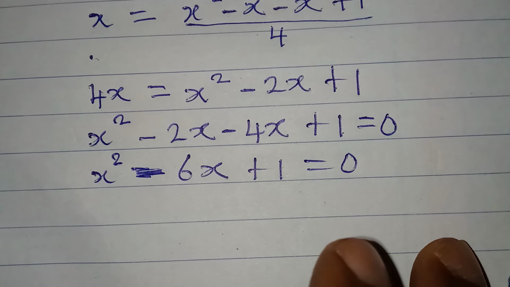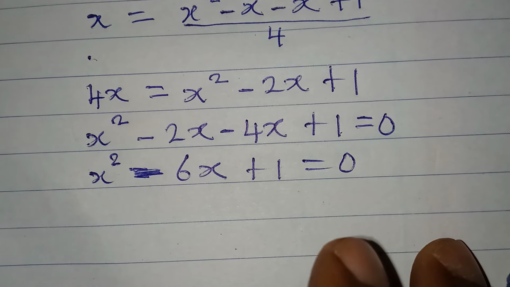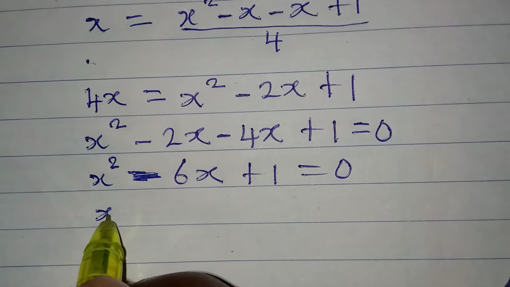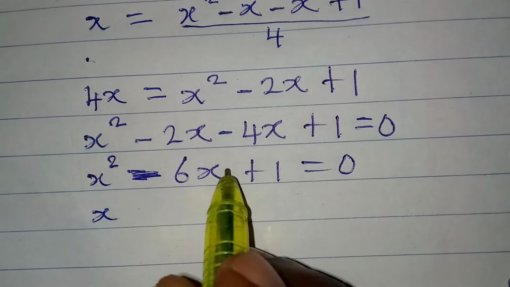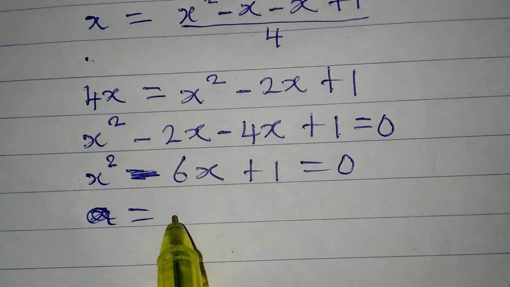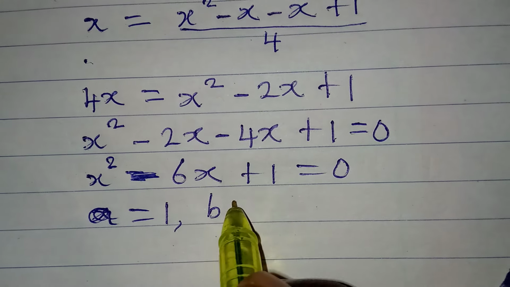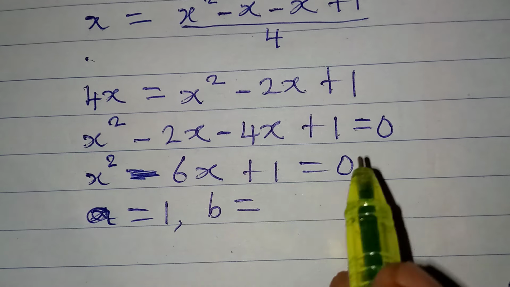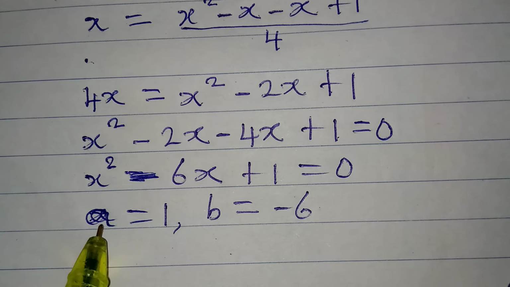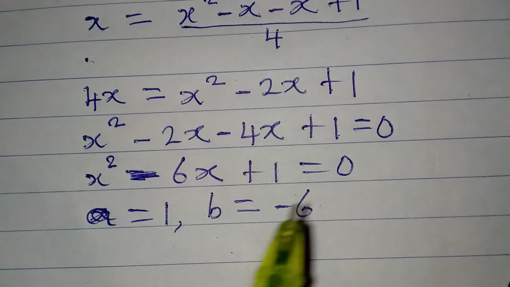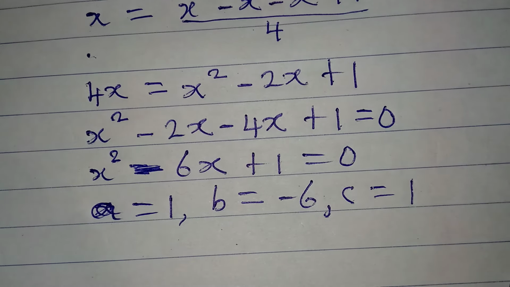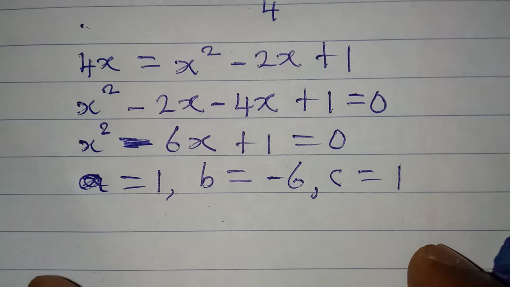Now let us solve this using the formula method. According to the formula, our x is unknown, right? But then let's begin with a. Our a will be the coefficient of x squared, which is 1. Our b will be the coefficient of x, which is minus 6. Remember, a is the coefficient of x squared, right, which is 1. Now what is our c? Our c is positive 1.